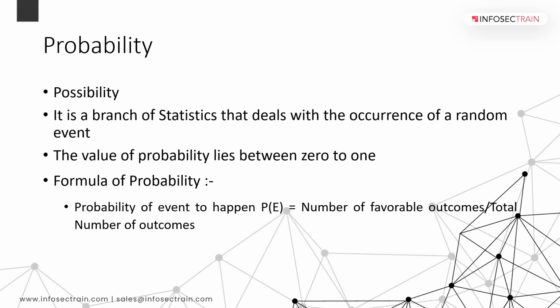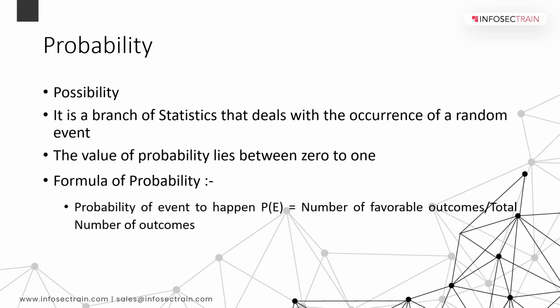So probability means possibility or chance. It is a branch of statistics that deals with the occurrence of a random event. The value of probability lies between 0 and 1. The formula of probability is: the probability of any particular event to happen is equal to the number of favorable outcomes divided by the total number of outcomes.